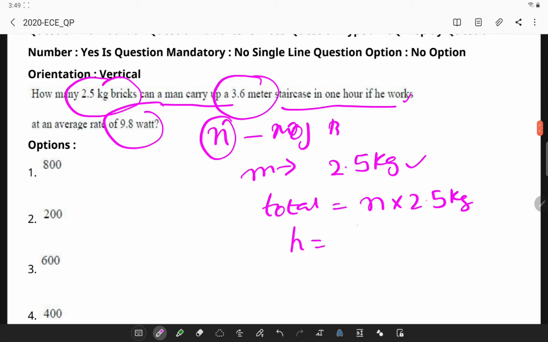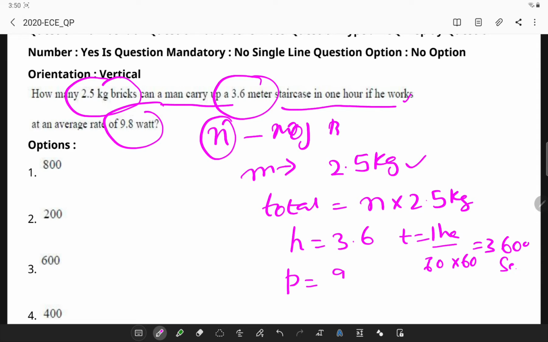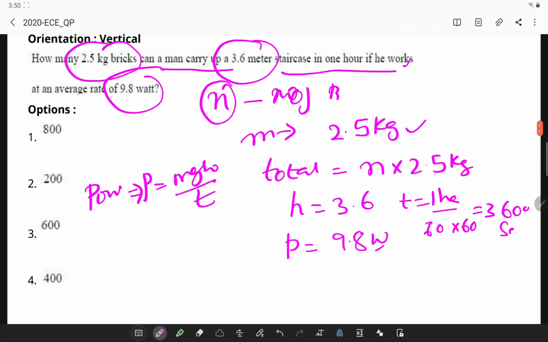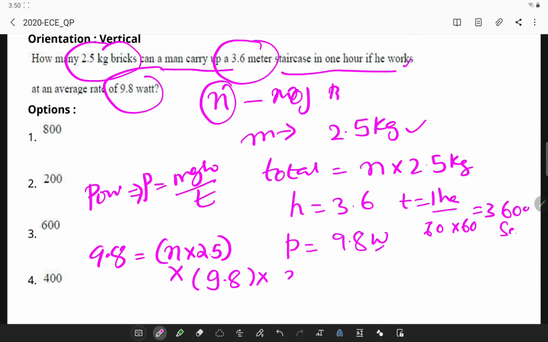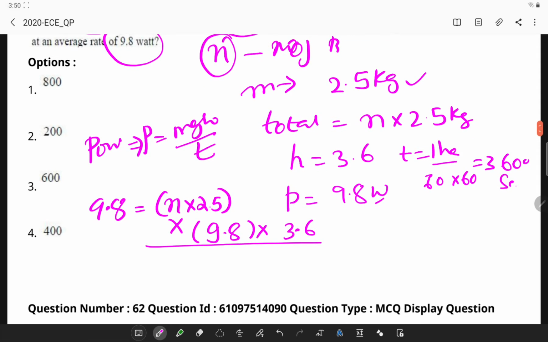So height is given as 3.6 meter, time is given as 1 hour, or 60 minutes, or 60 into 60, which is 3600 seconds. The power is given in the question as 9.8 watts. So we have the power equation. P is mgh by time. So here power is given as 9.8. M is number of bricks into the mass, and g is 9.8 and h is 3.6 meters, and time is given as 3600 seconds.